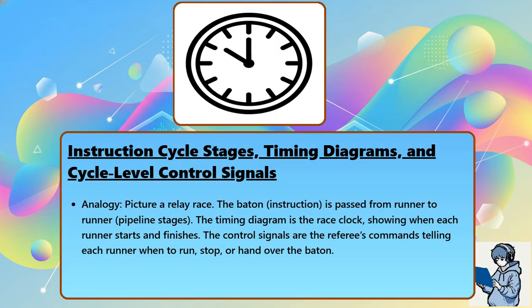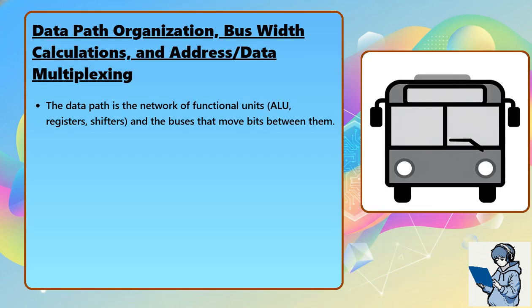Analogy: picture a relay race. The baton (instruction) is passed from runner to runner (pipeline stages). The timing diagram is the race clock, showing when each runner starts and finishes. The control signals are the referee's commands telling each runner when to run, stop, or hand over the baton. The data path is the network of functional units, ALU, registers, shifters, and the buses that move bits between them.